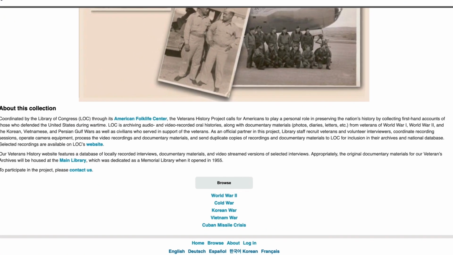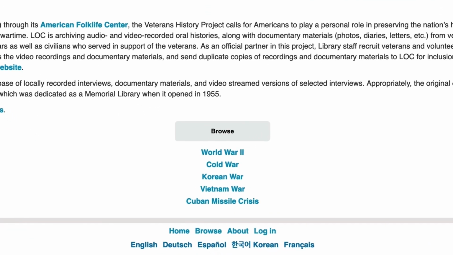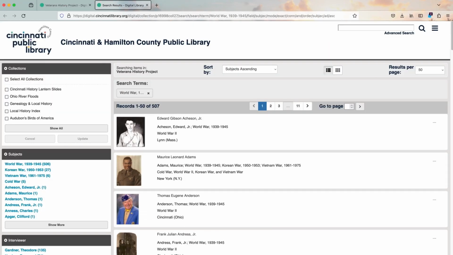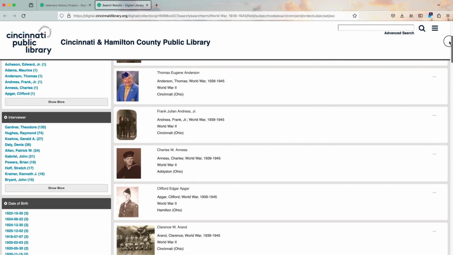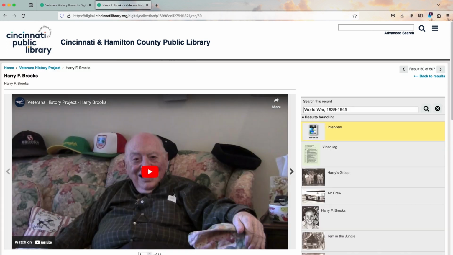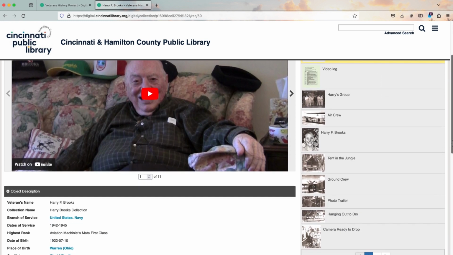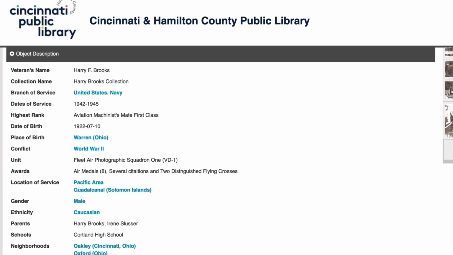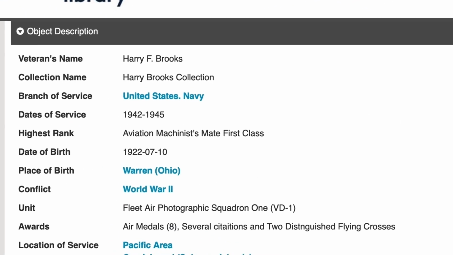Materials here are sorted by conflict or era. Because we know that our West Virginia veteran, Harold Fawcett, served during World War II, we can anticipate that Harry Brooks was also in that conflict. A YouTube video interview is available, but first let's look at some of the information gathered by the oral historian who conducted this interview. Under the object description, there's important information about Harry Brooks.